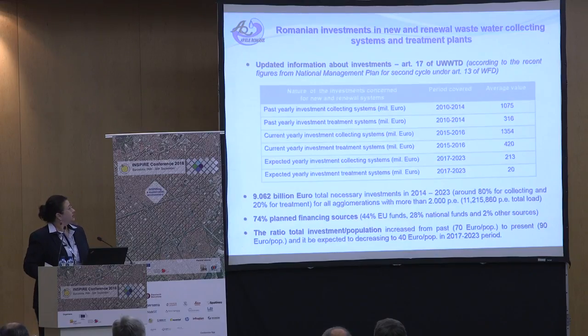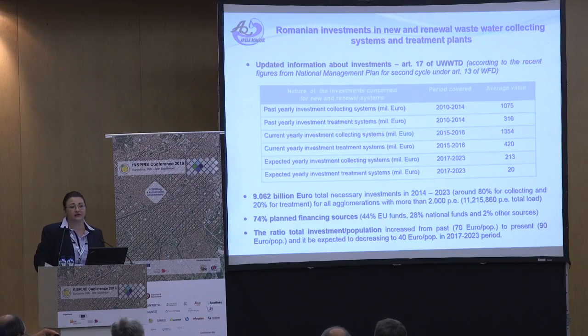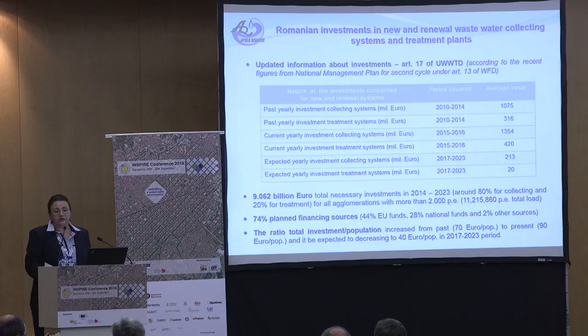In the table, you can see the evolution of investment in the past period, 2010-2014, the current yearly investment for the period 2015-2016, and what we expect for the last period. As you see, if the deadline for Romania is 2018, we expect to comply by 2023. It's a realistic term, because it depends on how much we can invest, of course with the support of the European Commission, the cohesion funds, but also our national and local budget.